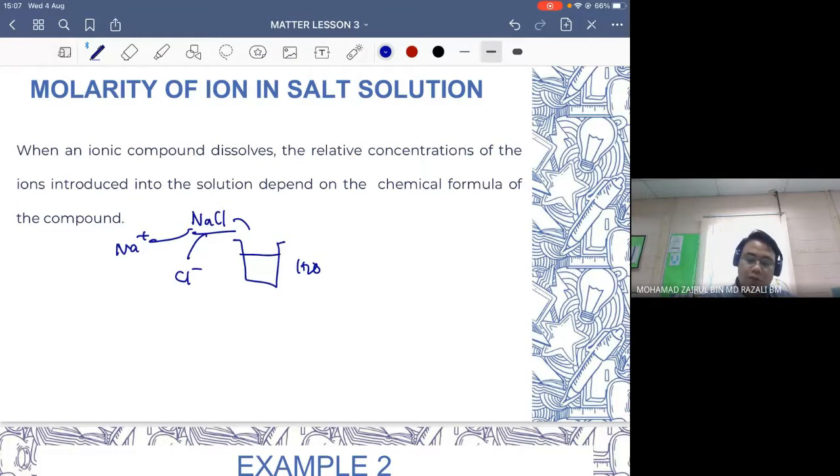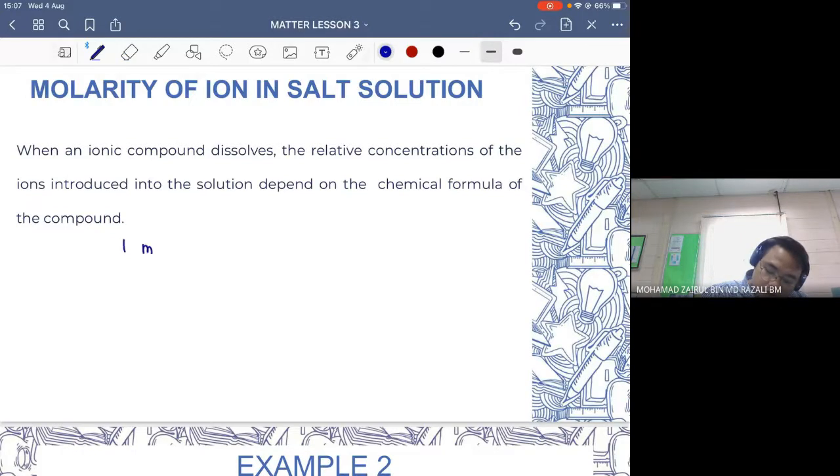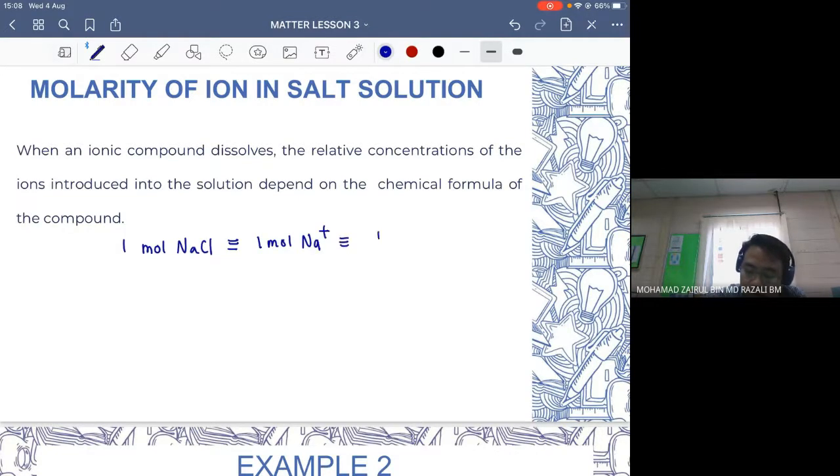Okay, so the molarity of the ions can be determined by using the molarity of the salt. We're going to use mole concept. Okay, so if we do the mole concept for NaCl, so 1 mole NaCl equivalent to how many mole of sodium ion? 1 mole of sodium ion and equivalent to 1 mole of chloride ion. So let's say if I convert the mole into molar, so I have 1 molar of sodium chloride. So how many molar of sodium ion?